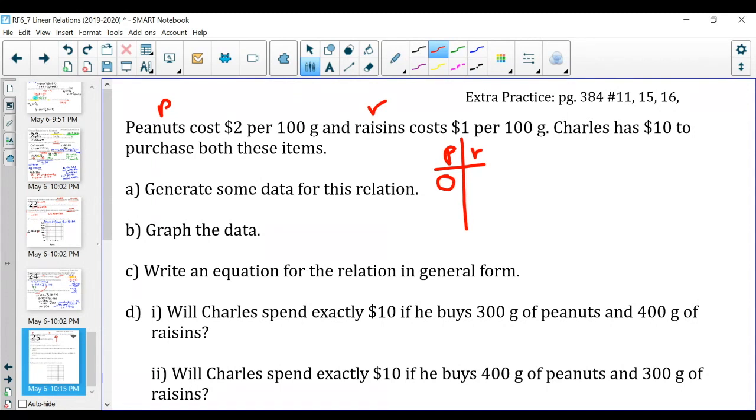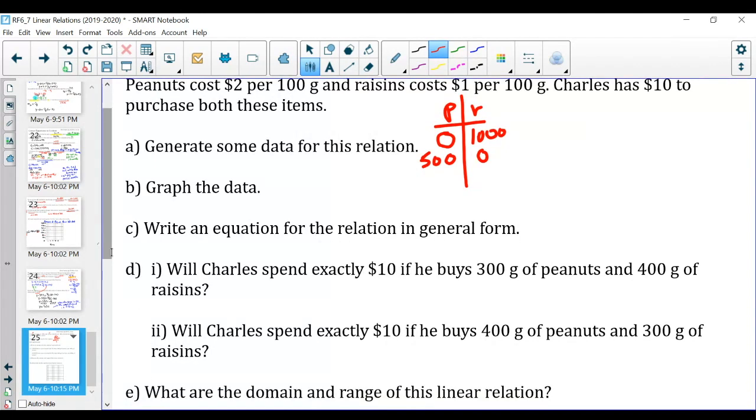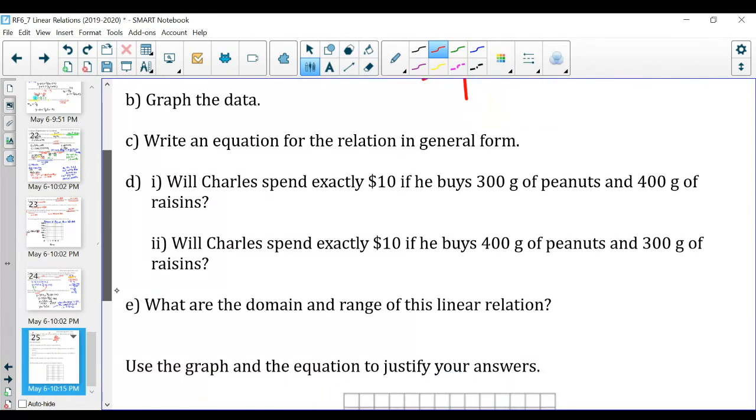So if Charles buys no peanuts, then that means that Charles can buy 1,000 grams of raisins. On the other hand, if Charles buys 0 grams of raisins, Charles can buy 500 grams of peanuts. We could do something in the middle, but we're just going to use 2 points just for efficiency. So we got 2 points there. We want to use this to graph the data.